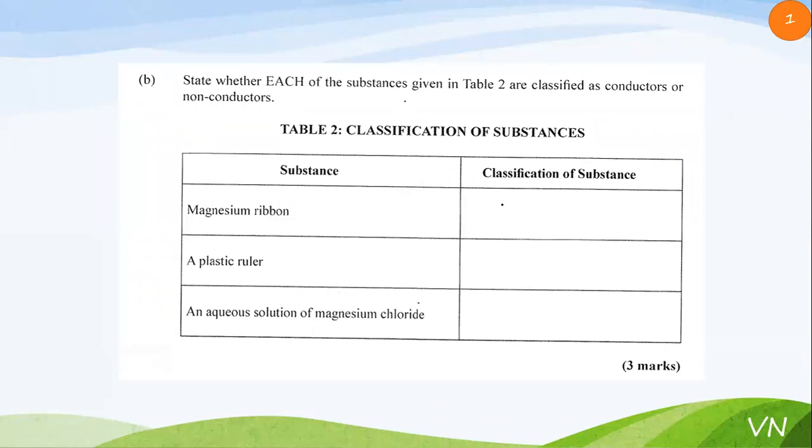Good, so all those saying conductor are correct. Good, we go on to plastic wool now. Well, that one is very simple. That is going to be non-conductor. Now, how about the aqueous solution of magnesium chloride? Good, correct, that is going to be a conductor. That's an electrolyte, so it is a conductor.